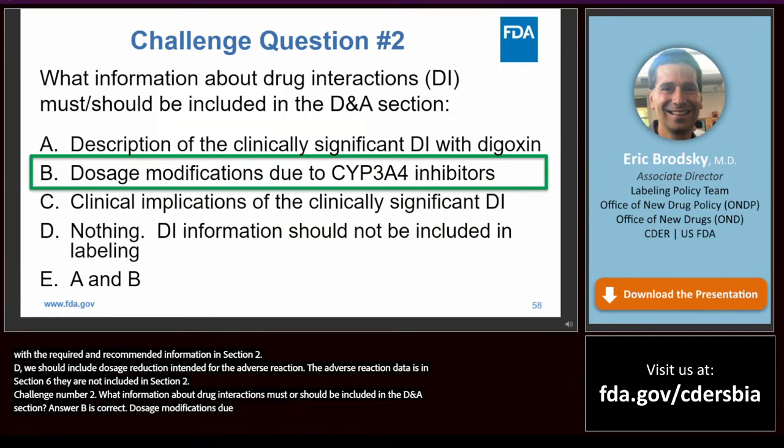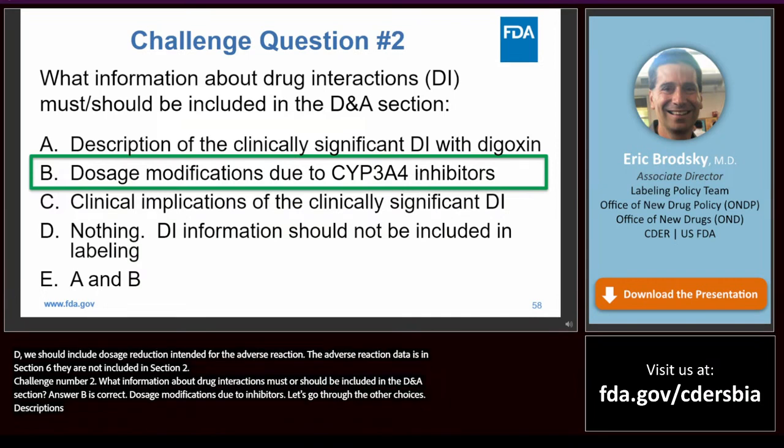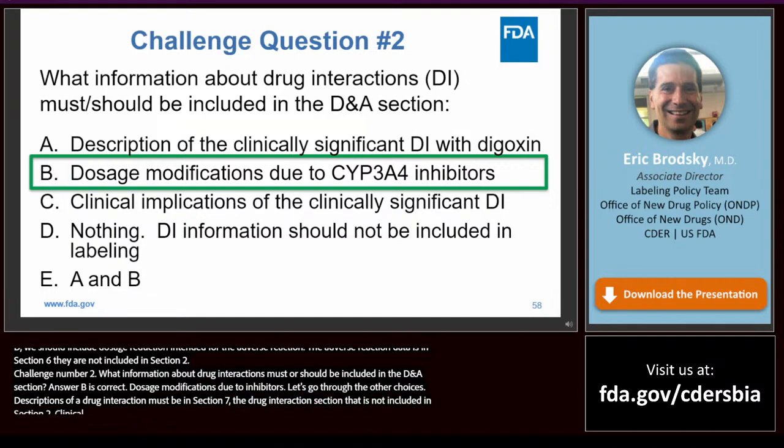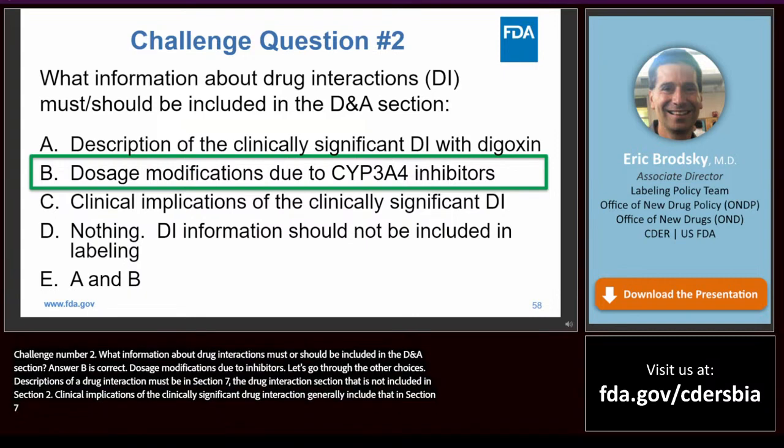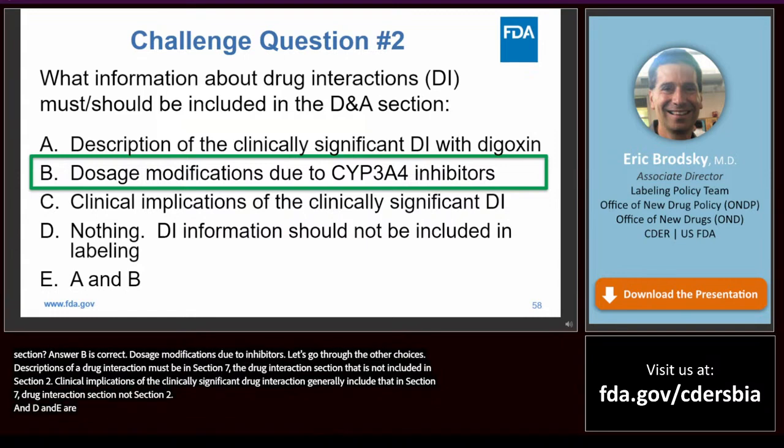Now let's go through the other choices. Descriptions of the clinically significant drug interaction must be in section 7, the drug interaction section. That is not included in section 2. Clinical implications of this clinically significant drug interaction, generally we include that in section 7, drug interaction section, not section 2. And B, D, and B, E are incorrect choices.